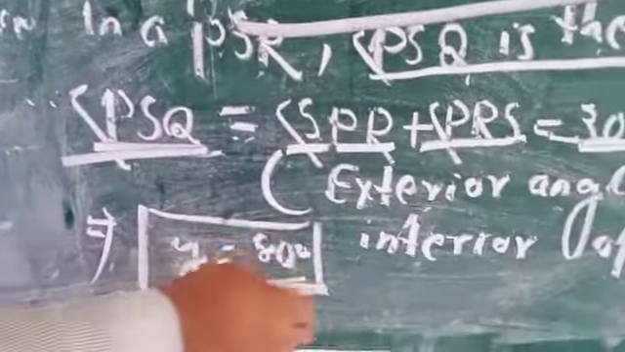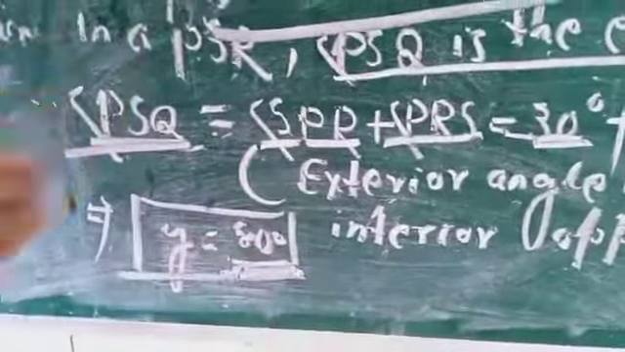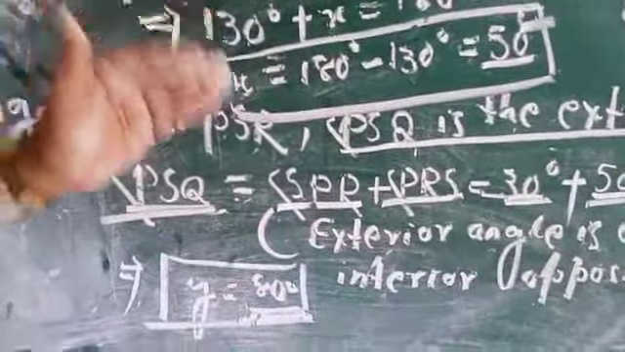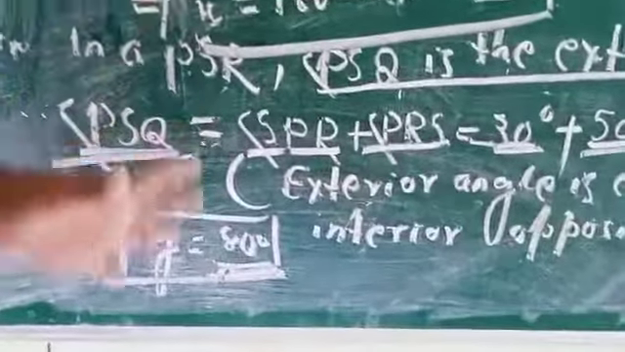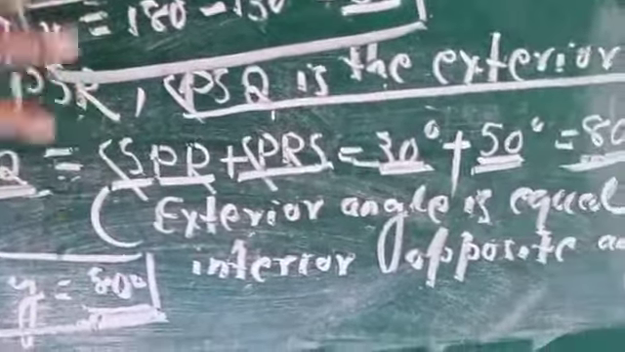Understood? So X is equal to 50 degrees and Y is equal to 80 degrees. Only two theorems we have used. One is the angle sum property of a triangle, and the second one is that the exterior angle of a triangle is equal to the sum of two interior opposite angles. Understood? Okay.